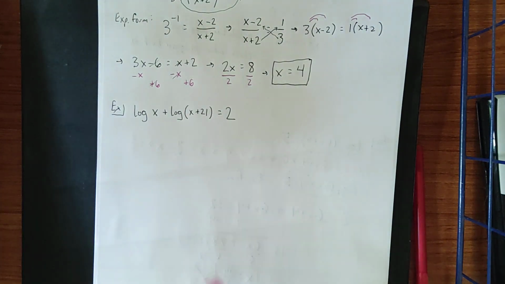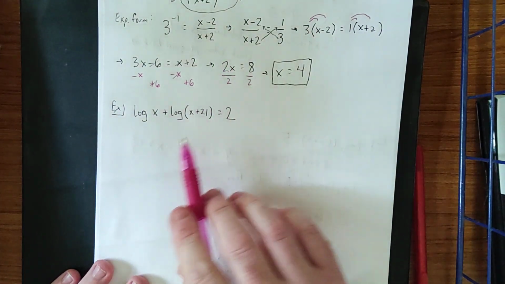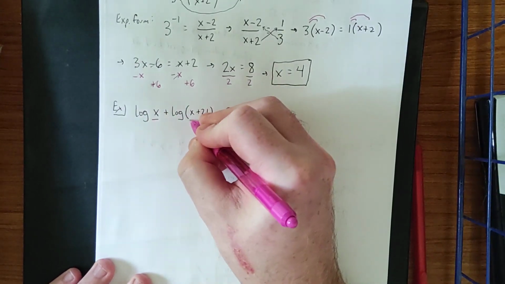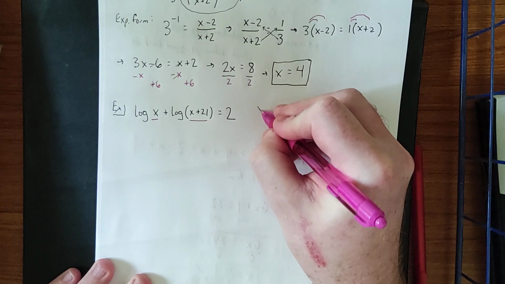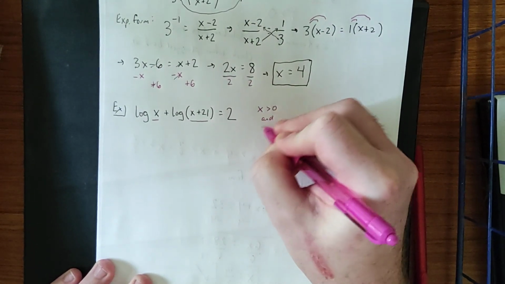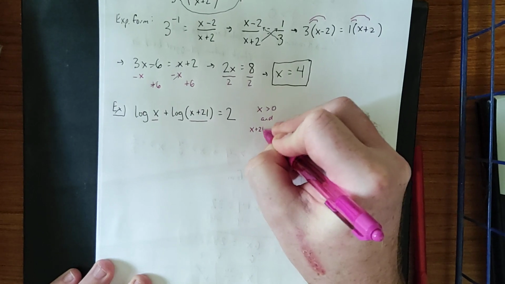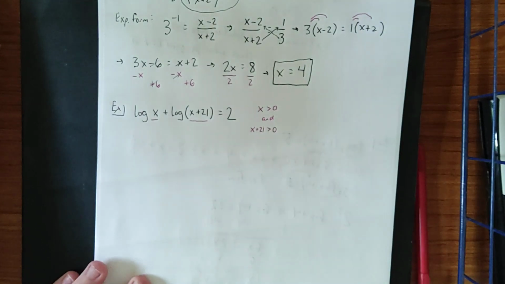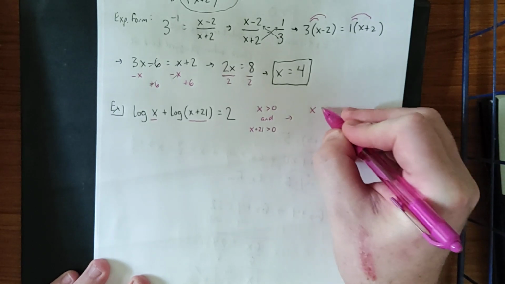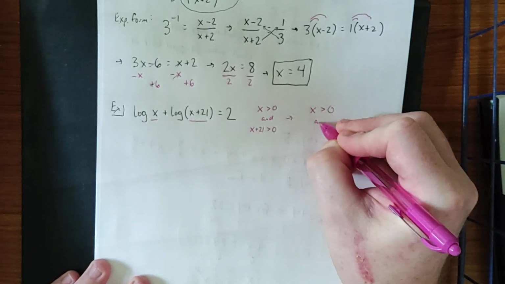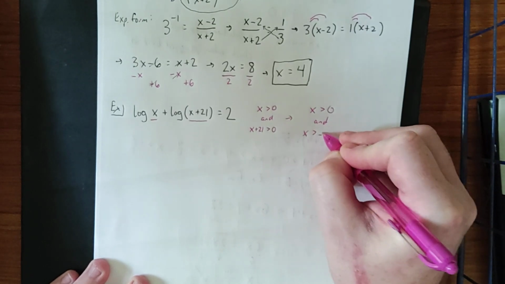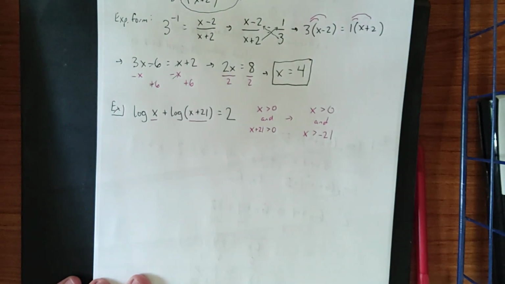Now for this one, once again, like we saw on the last problem, we're starting with 2 logarithms, and both of the arguments of those logarithms are going to have to be greater than 0. So what we're saying is x is greater than 0, and x plus 21 is greater than 0. Now the first inequality is technically already solved for us, since x is greater than 0. The second inequality, we would subtract 21 from both sides and say that x is greater than -21.